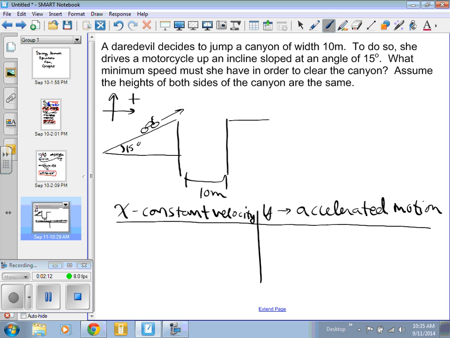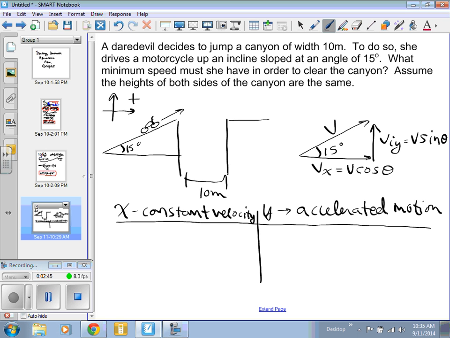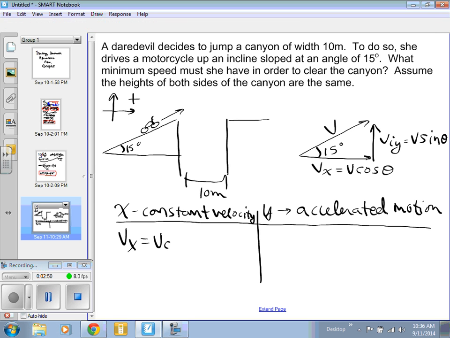We don't know the velocity, so usually we would split up our velocity into X and Y components, but we can't do that because we don't know what that velocity is. We do know that our angle is 15 degrees. So I'm going to say that our initial velocity in the Y direction is equal to V times the sine of theta, and our velocity in the X direction is V times the cosine of theta. Velocity in the X direction does not change. So when we lay out our knowns, we know that Vx is equal to V times the cosine of theta.